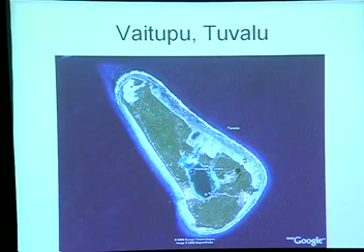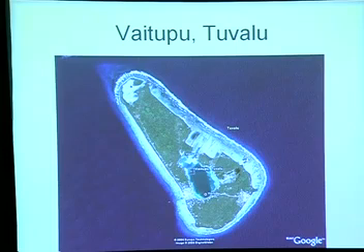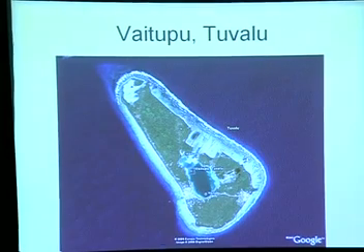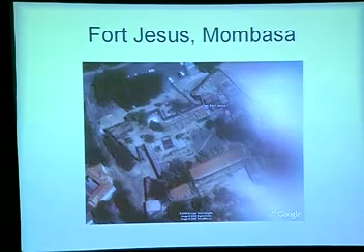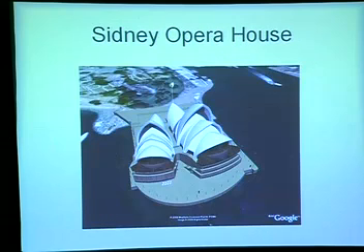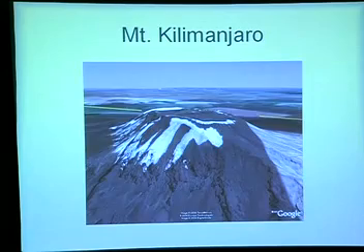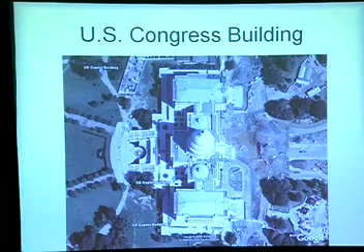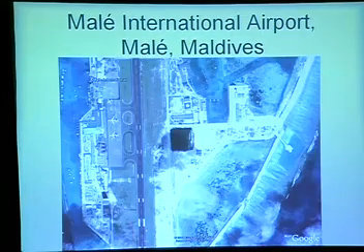Vaitupu, Tuvalu is actually right there next to this concentrated population center. These are all Google Earth pictures. Fort Jesus in Mombasa, Kenya: ruins surrounded by Old Town Mombasa, lots of shacks, and over to the farther left, west, are big skyscrapers. A mixture of all types of buildings are there. You all know that. The Sydney Opera House, Mount Kilimanjaro, the U.S. Congress Building, the Malé International Airport in the Maldives.